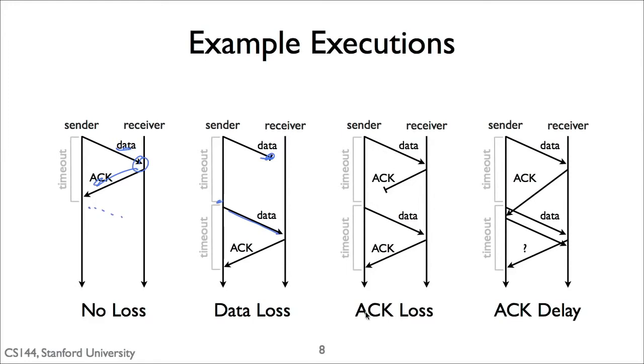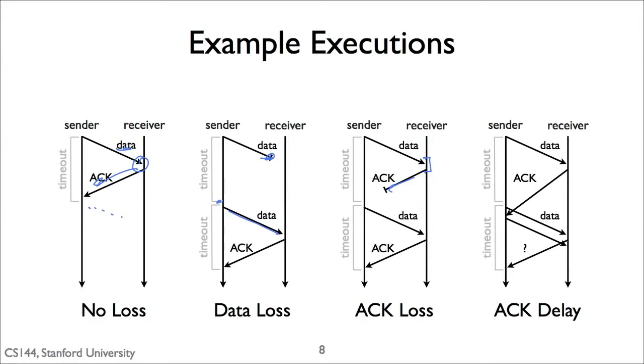Here's a third case where the data is successfully delivered, but the acknowledgement is lost. And so now the sender is in the wait for ACK state, it times out, it resends the data, and then this causes the receiver to send a new acknowledgement, at which point then the sender gets the acknowledgement and continues as in the first case.